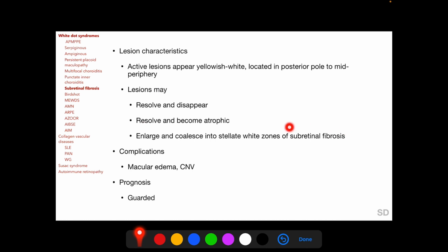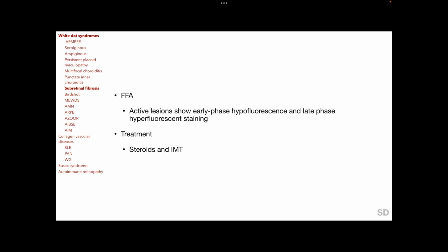I could not find a non-copyrighted image of subretinal fibrosis and uveitis on the internet, so please look up an image on the net. Complications of SFU include macular edema and choroidal neovascularization, and the prognosis of SFU is guarded. Active lesions of SFU show early phase hypofluorescence on fundus fluorescein angiography and late phase hyperfluorescent staining. Treatment includes steroids and immunomodulatory therapy for subretinal fibrosis and uveitis.